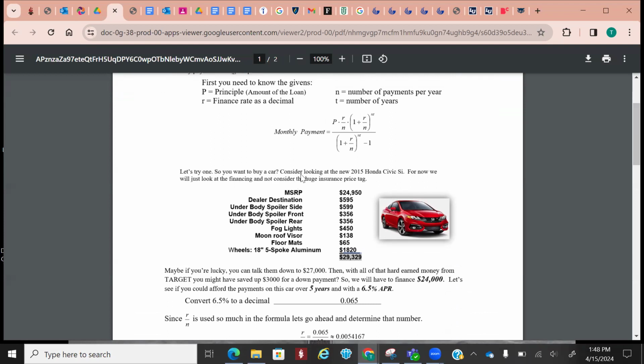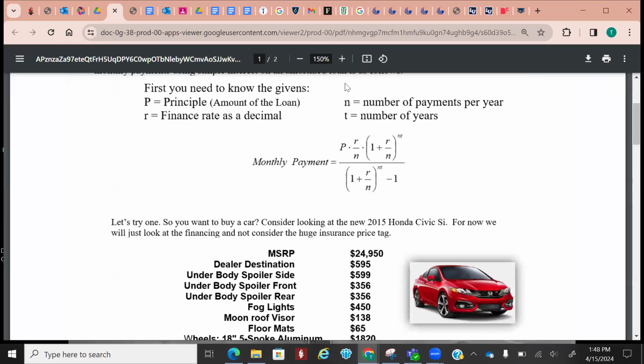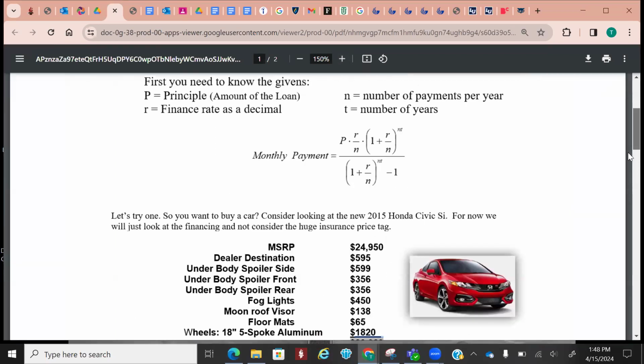So you want to buy a car. Instead of looking at a 2015 Honda Civic, we just want to look at the financing, not considering the huge insurance price tag. Just as a fun fact, when you buy a car, you actually have to pay insurance on top of it, and that's an extra like $500 a month, depending on the type of car you get.